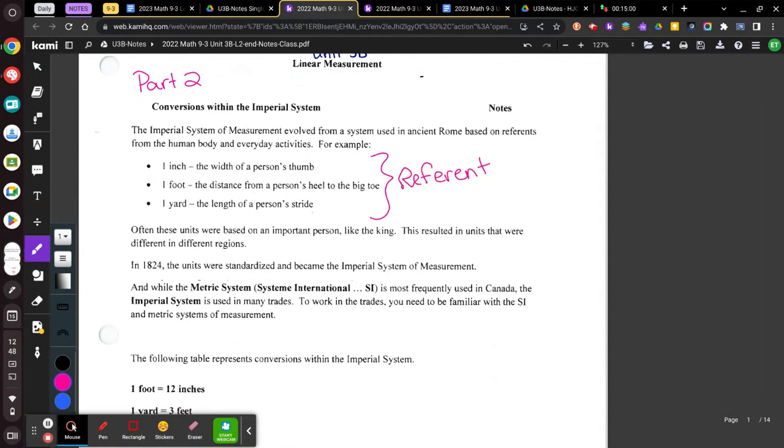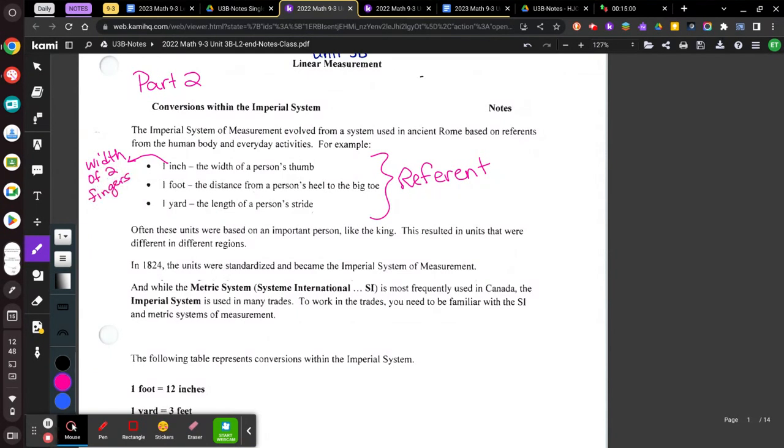A referent is part of your body that you use to estimate the size of a measurement. So for example, an inch is the width of your thumb. You could also say an inch is the width of 2 fingers together. That's closer to an inch. So the width of 2 fingers.